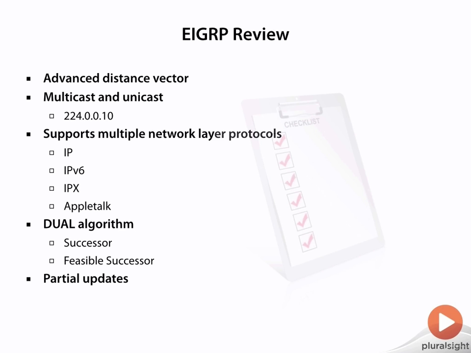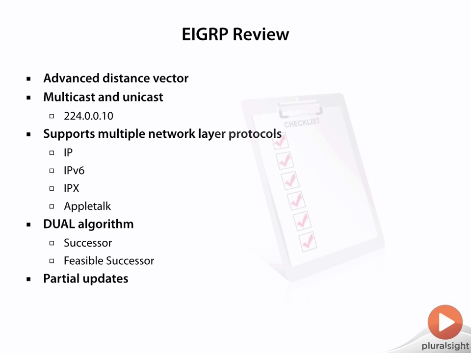Now, it does use multicast. The multicast address is 224.0.0.10 to send updates to, but EIGRP is unique in that it also uses unicast messages in some certain situations. Now, it also supports multiple network layer protocols.